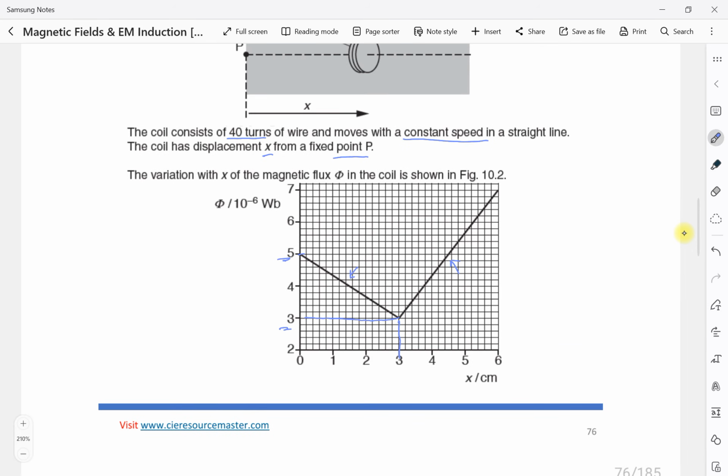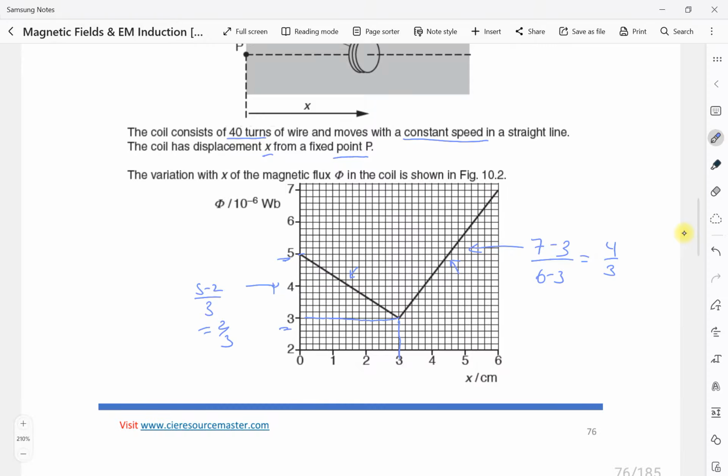Then we just check the relationship between the gradients. The gradient this side is actually 5 minus 2 divided by 3, ignoring the power of 10, so this is 2 over 3. I'm just trying to compare the gradients. The gradient this side is going to be 7 minus 3 divided by 6 minus 3, which is 4 divided by 3.